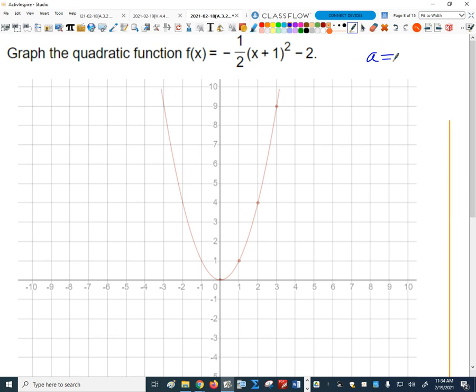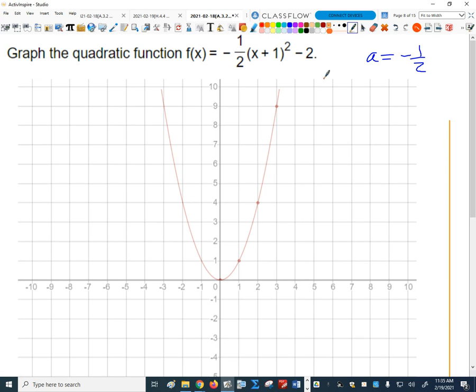So what's the value of A, everybody? Type it in chat. Okay, looks good. Negative 1/2. So what's that mean? It's going to be reflected because it's negative. It's going to open down, and it's going to be compressed, isn't it? So it's going to be compressed by a factor of 1/2. So all the points are only going to be half as far vertically from the vertex as they are in the parent graph.